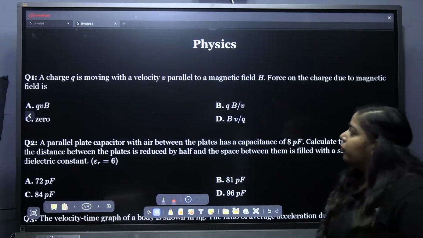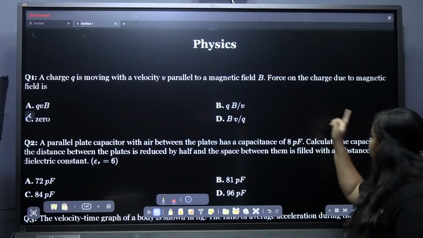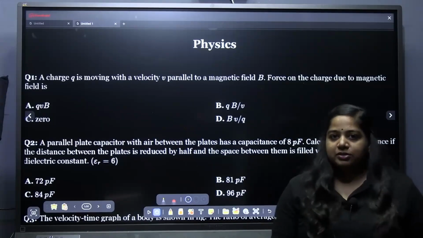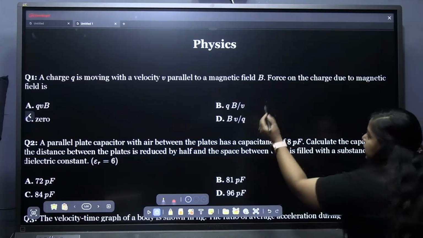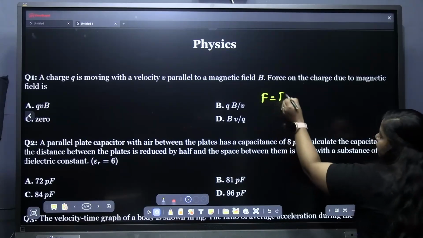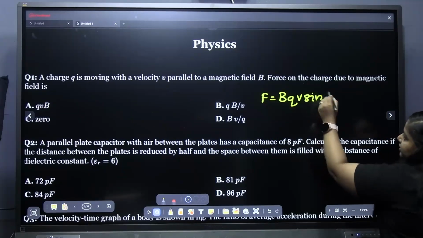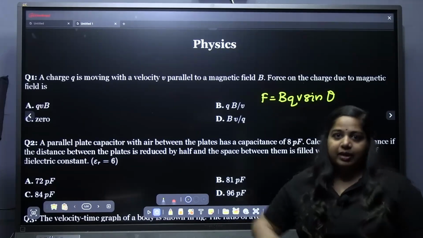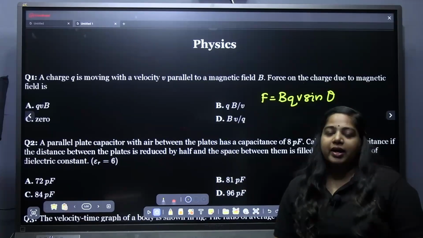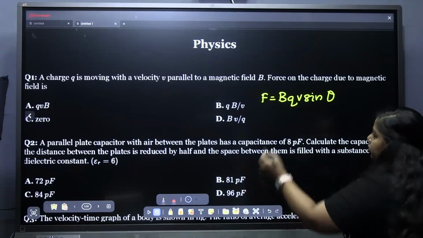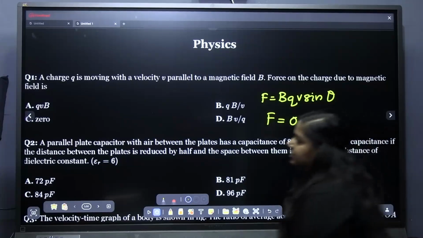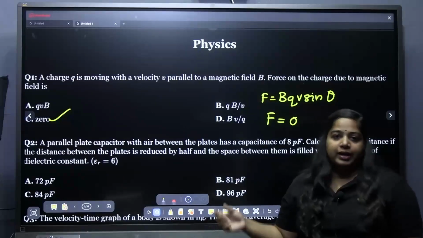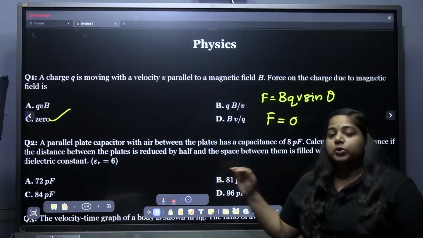A charge q is moving with a velocity v parallel to the magnetic field. Force on the charge due to magnetic field. Okay, it is a very direct formula based question, and you know force on a charge moving in a magnetic field, F equal to BQV sin theta. Theta is the angle between velocity and magnetic field B. They have given they are parallel to each other, so angle is 0, sin 0 is 0. So force equal to 0. Answer is option C.